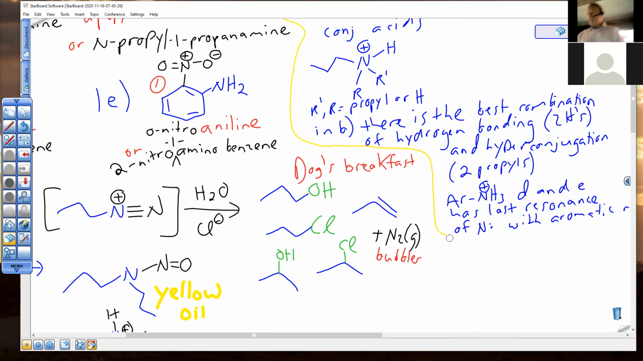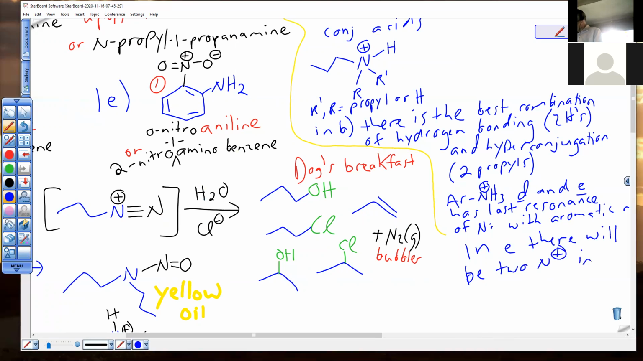All right, so in D and E, this is D and E. In E, there will be 2 N pluses in the same molecule. And clearly that's not a good situation. That's why that one's the worst. 2 cations. It's a good spot to stop.